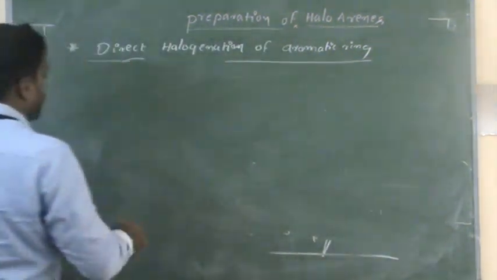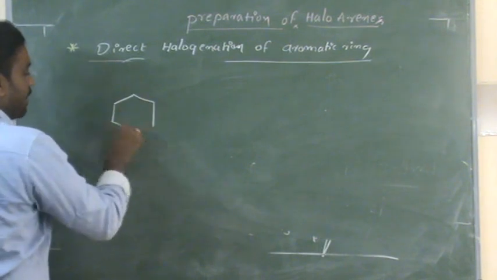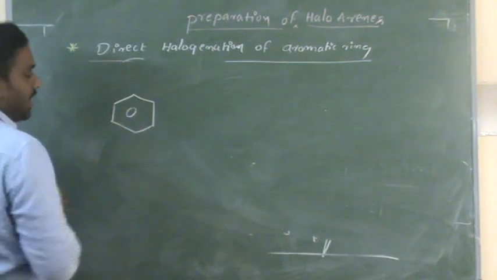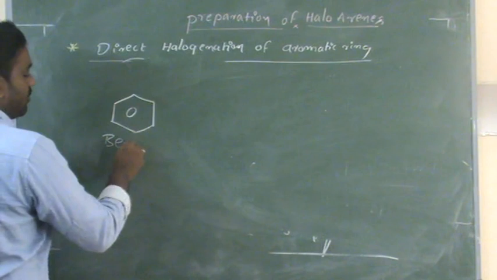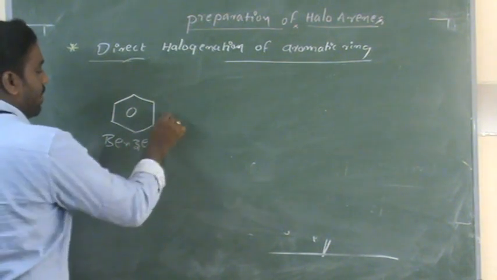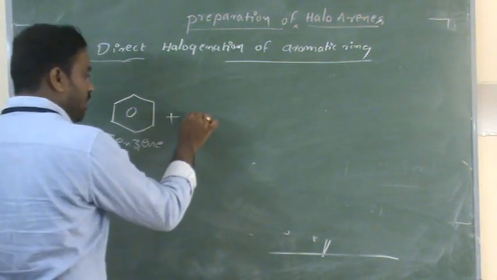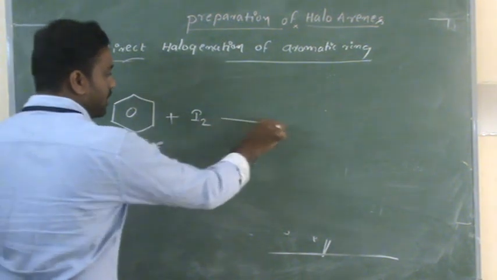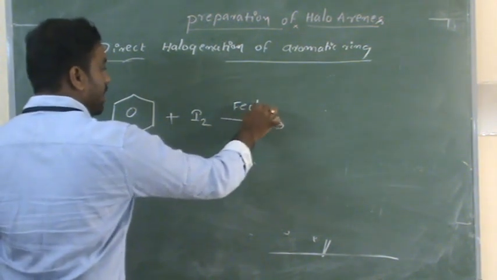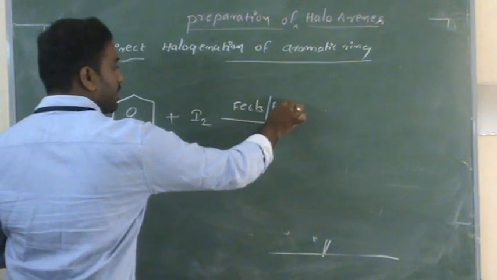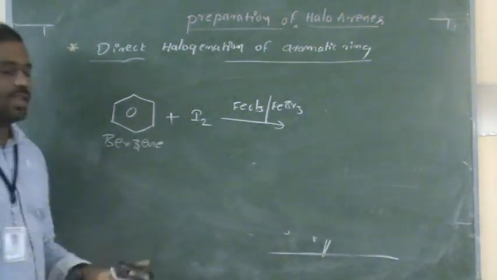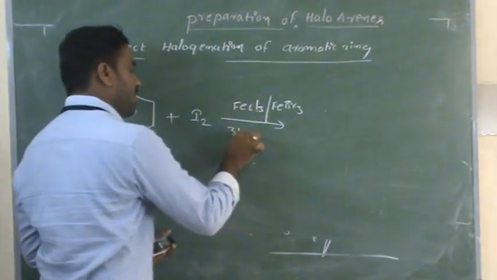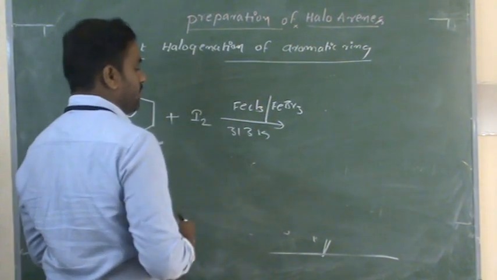is how we prepare iodobenzene. Suppose I take benzene here; this benzene can react with iodine, that is I2, in the presence of FeCl3 or FeBr3, at around 313 Kelvin temperature.